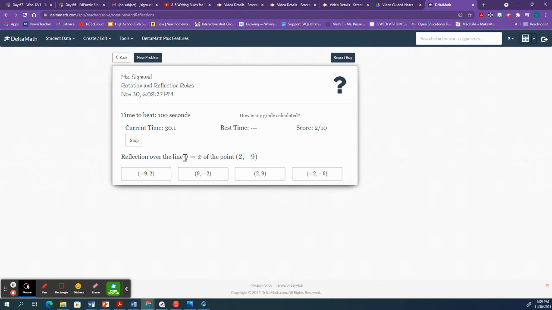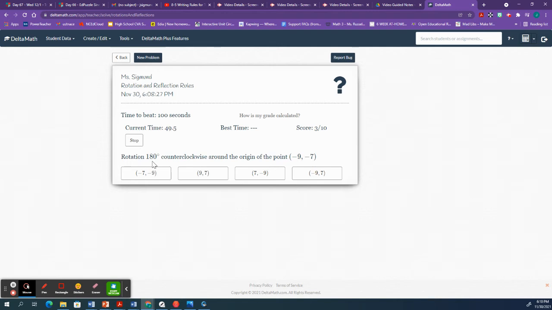Reflection over y = x again. a and b are the same as far as their positive or negative signs, but they switch places. So 2 and -9 become -9 and positive 2. They don't change their sign, but they change their place. So x becomes y, y becomes x.